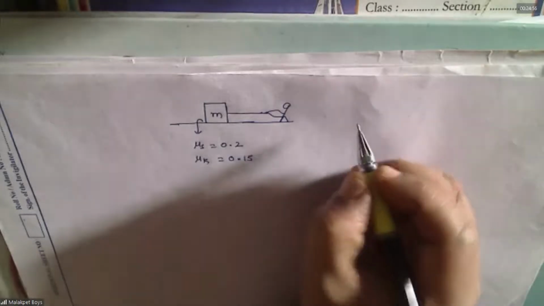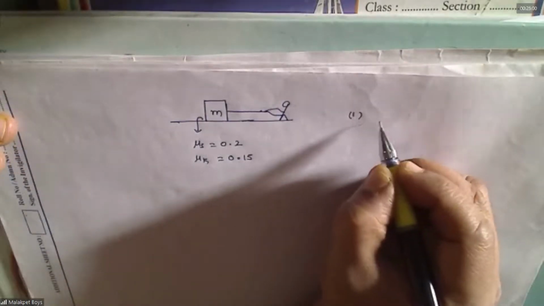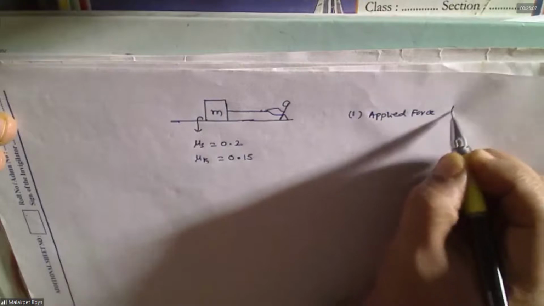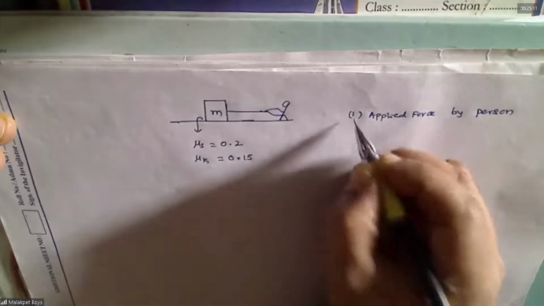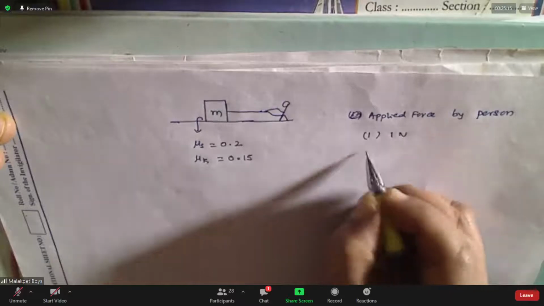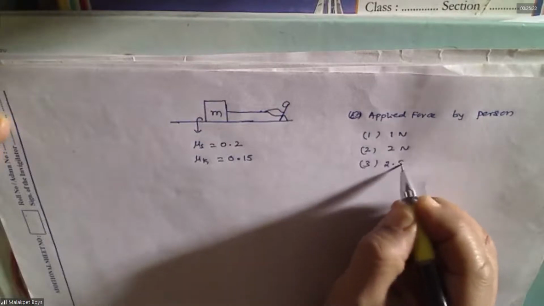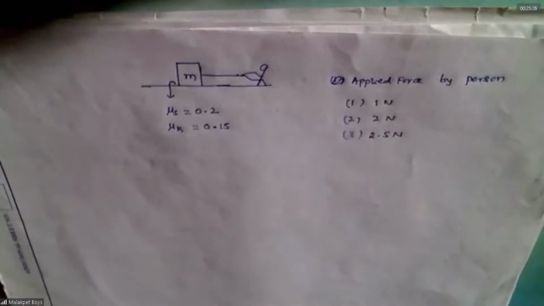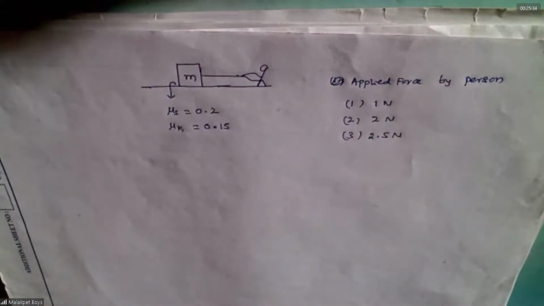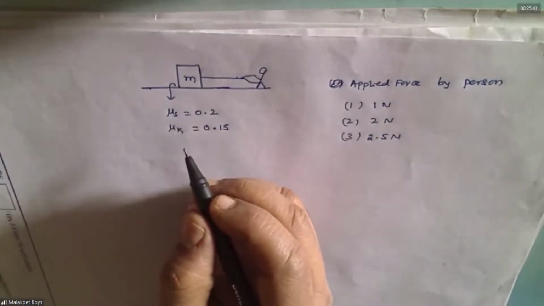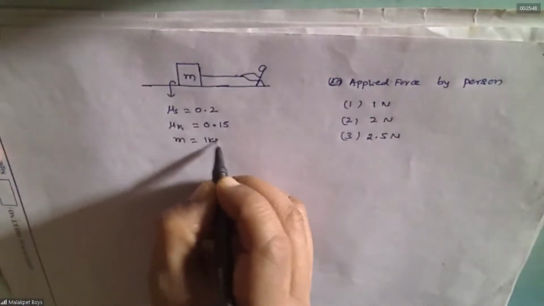Okay. Now let us see what will happen. First case, applied force by the person. First he'll apply 1 Newton, then 2 Newtons, then 2.5 Newtons. Let us check what will happen in these three cases. Correct. So here, as you are aware, first let us take the mass of the block, which is given. 1 kg.